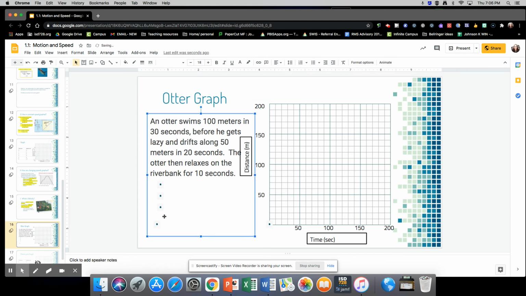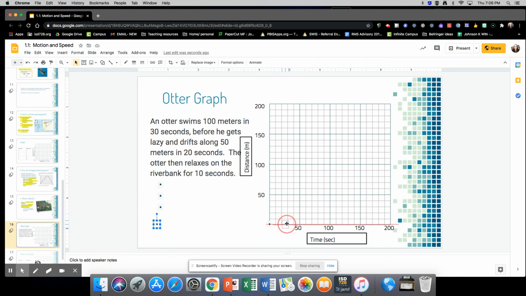Okay, now let's try it. All right, so we start at 0, 0. The otter swims 100 meters in 30 seconds, so we go over to 30 and up to 100. Then it says he gets lazy and drifts along 50 meters in 20 seconds. So he's going to go 20 more seconds and drift 50 meters. So 50 added on to 100 is 150. The otter then relaxes on the riverbank for 10 seconds. So he's not moving. His 10 seconds is going to be right here.